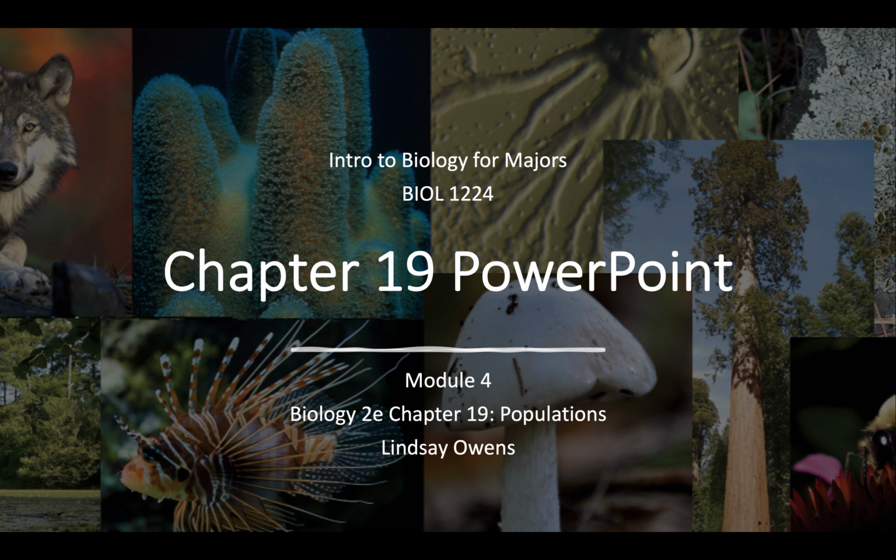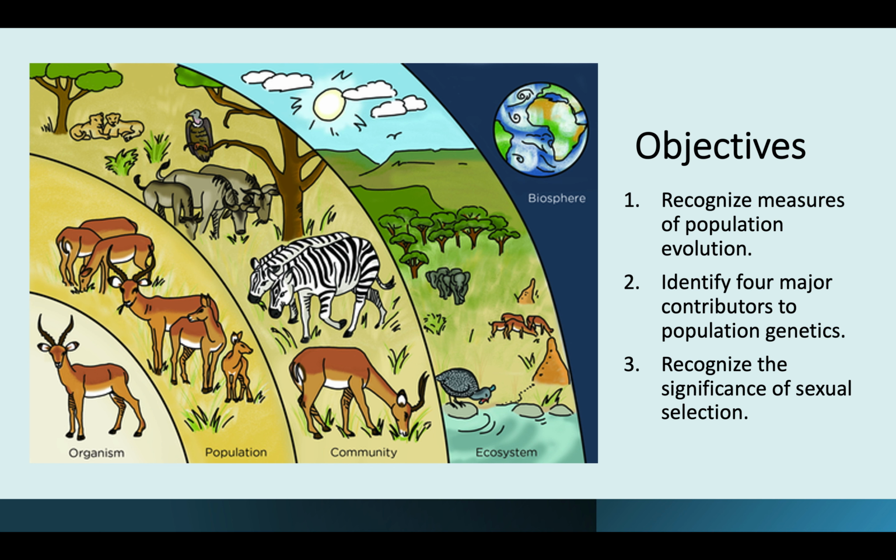This PowerPoint will cover Chapter 19 of your OpenStax Biology 2E book. This is from Module 4 of our course, and this chapter is over populations. As always, we're going to start with our objectives. The first is to recognize measures of population evolution. The second is to identify 4 major contributors to population genetics. And the third is to recognize the significance of sexual selection.